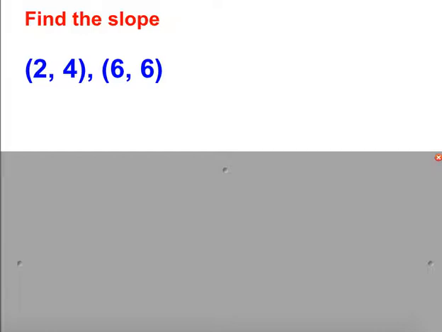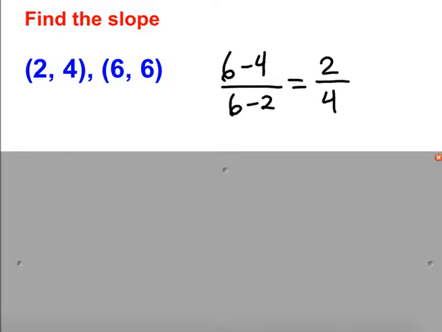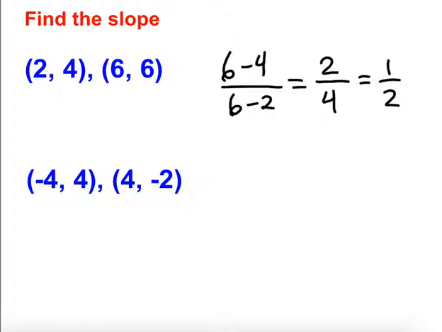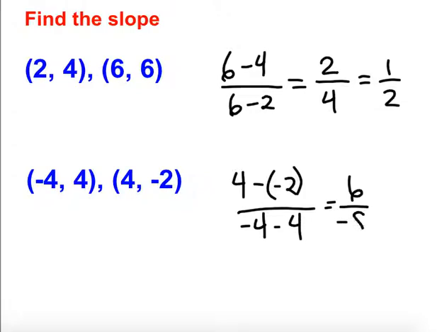Find the slope, 2, 4, and 6, 6. So I'm going to do 6 minus 4 over 6 minus 2. Remember, y's go on top, x's on the denominator, so we get 2 over 4, which is 1/2. And a second one, -4, 4, and 4, -2. So I'm going to do 4 minus a -2, and -4 minus 4, which means that we get 6 over a -8, which reduces to a -3/4.